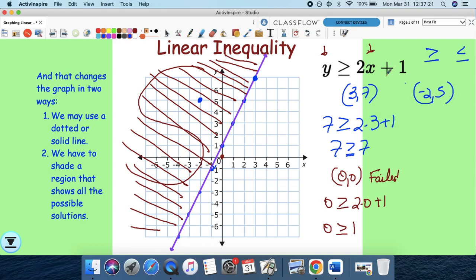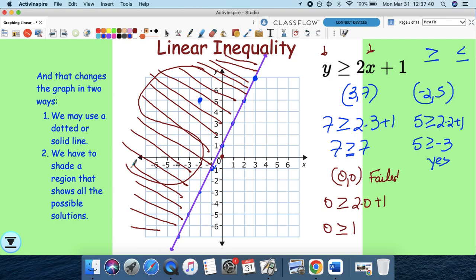Well, if I plug in -2 and 5, it's going to work. 2 times -2 plus 1. 5 is greater. 2 times -2 is -4. -4 plus 1 is -3. Is that true? Yes, it is. So that point worked, and so will every point above the purple line.